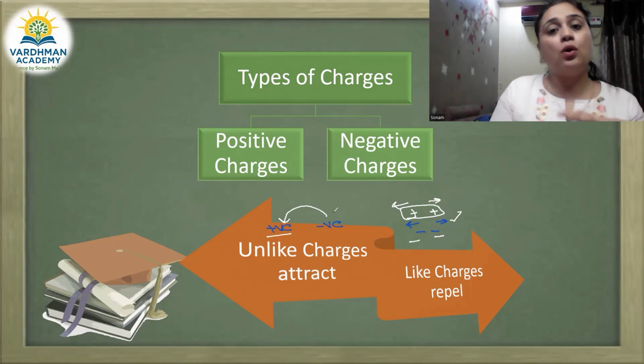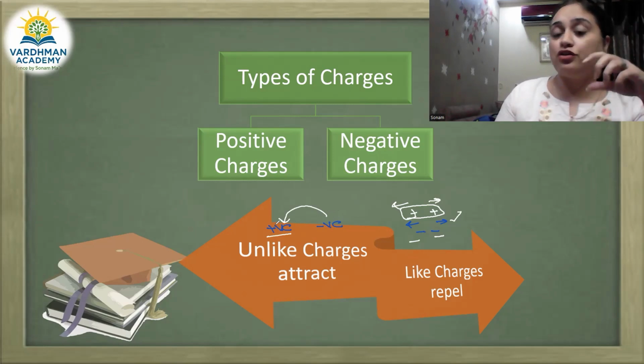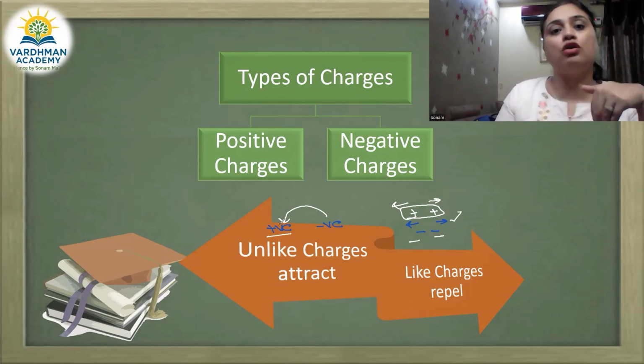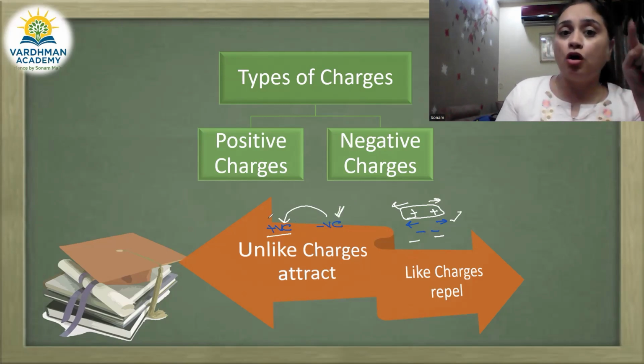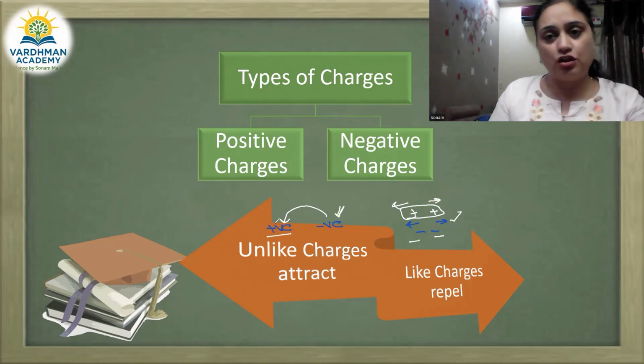Negative charge is always having excess of electrons, whereas positive charge is always having scarcity of electrons. So negative charge is always in a position to fulfill the need of positive charge because of excess of electrons.